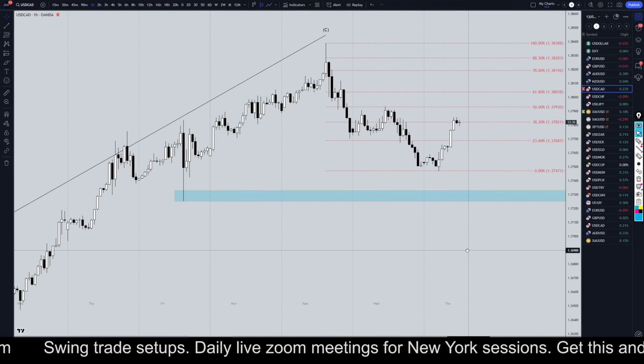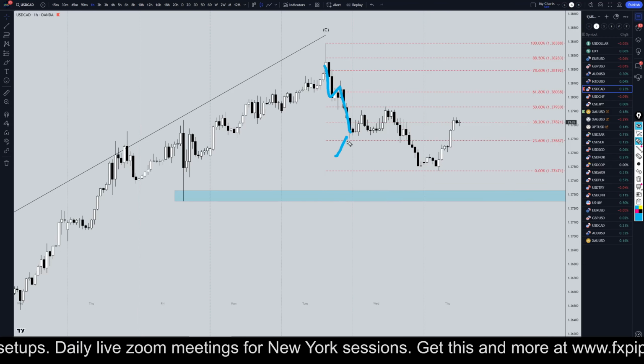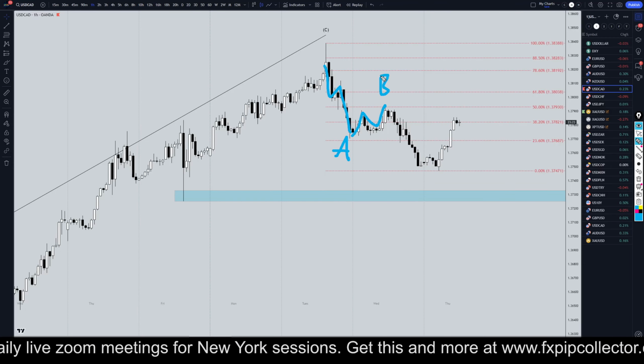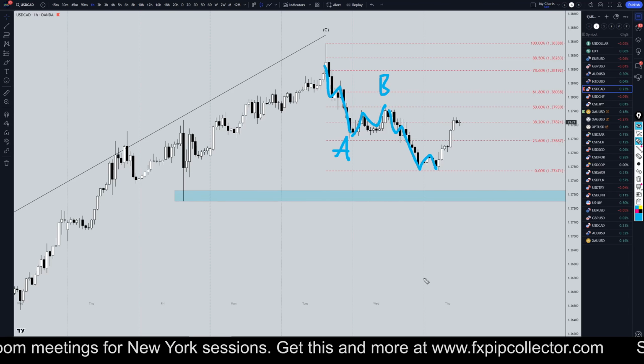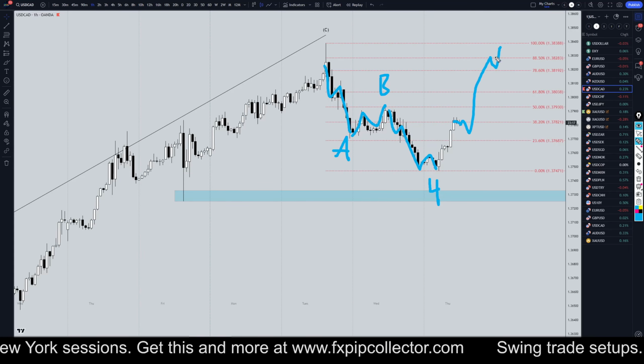Taking it down to the 1 hour time frame, it definitely looks like it made three waves down. I mean, it probably is a wave A, it probably is a wave B, and it probably is a wave C. If it is an ABC, then it's probably a wave 4, and we're probably just going to keep on going up for a wave 5.